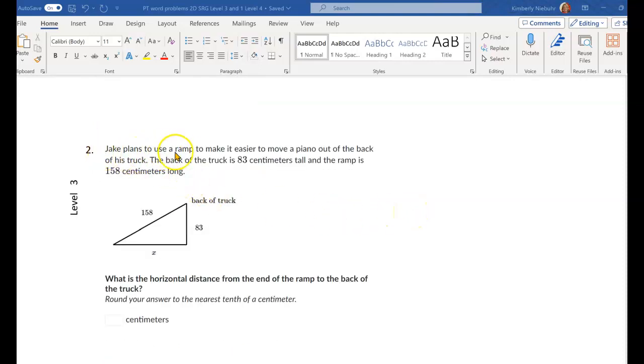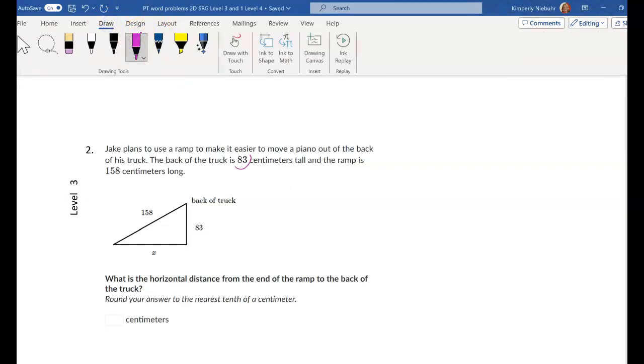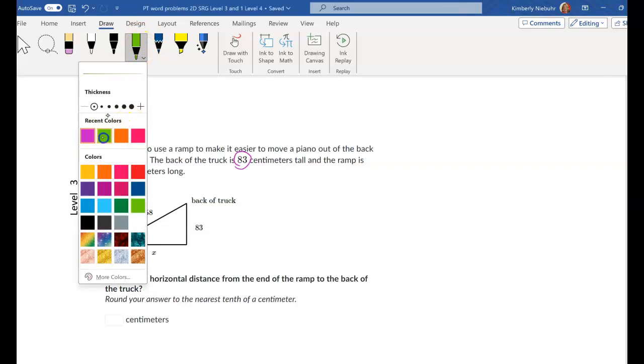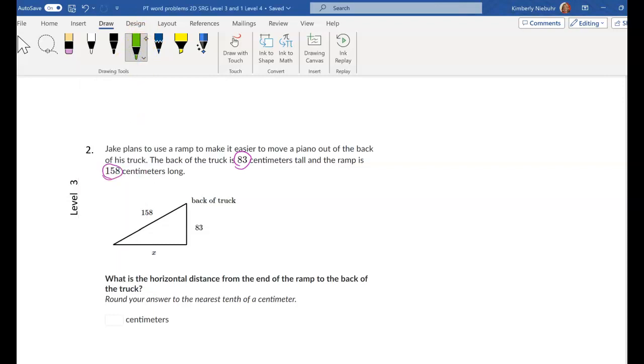All right, Jake plans to use a ramp to make it easier to move a piano out of the back of his truck. The back of the truck is 83 centimeters tall and the ramp is 158 centimeters long. I'm going to remember to circle my numbers, important numbers. I'm going to remember to underline the question. What is the horizontal distance from the end of the truck to the back of the truck?